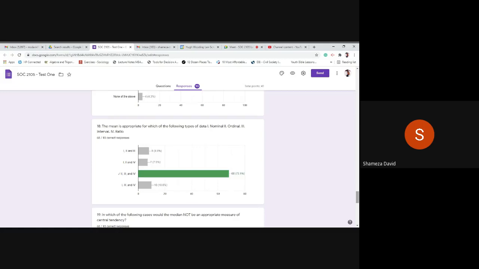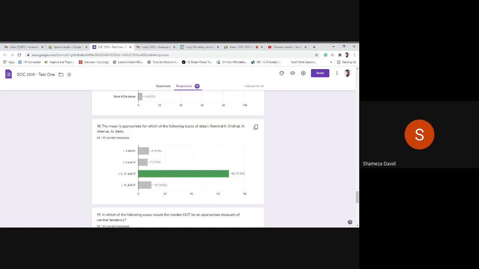The mean is appropriate for which of the following types of data? You had 1 nominal, 2 ordinal, 3 interval, and 4 ratio. Now, we know that we cannot use the mean for nominal, because the numbers have no meaning, and so it makes no sense to calculate the mean for a nominal data set. So this one should have been easy. Only 73% of persons got it correct. It should have been easy because any option that includes 1 could not have been correct.